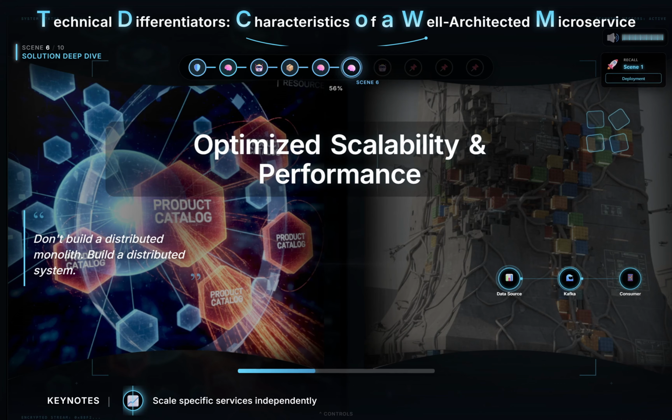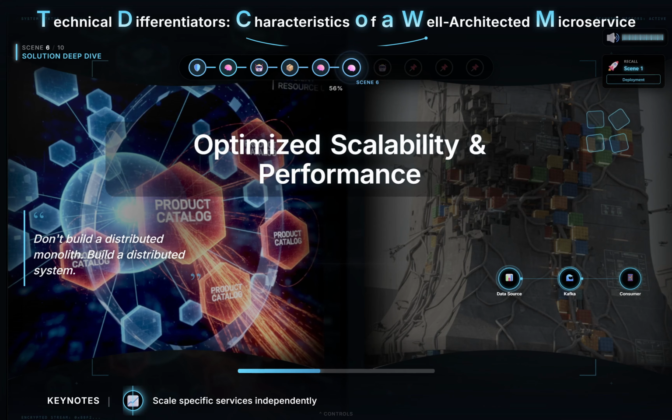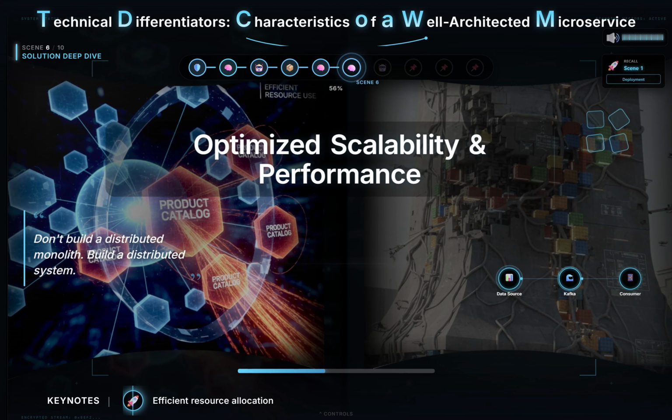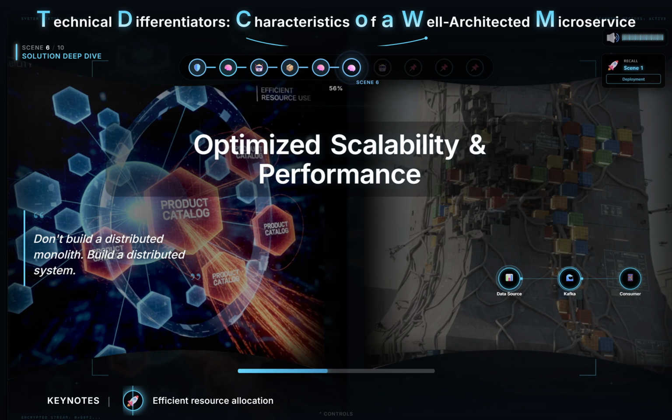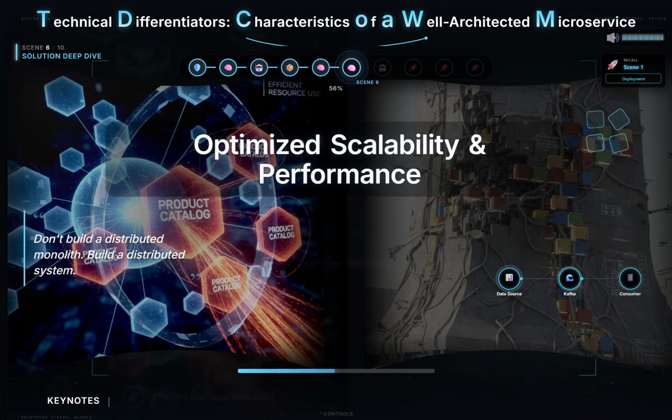This inherent isolation also unlocks immense potential for optimized scalability. We often need to scale specific parts of an application more than others. In real systems, this shows up when you have an e-commerce platform that experiences a massive spike in traffic only on its product browsing service during a flash sale.